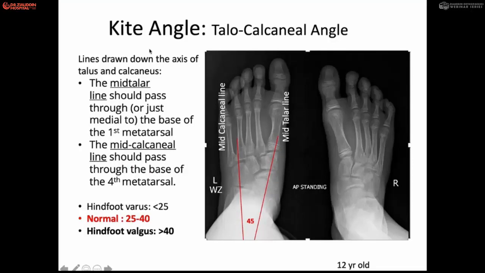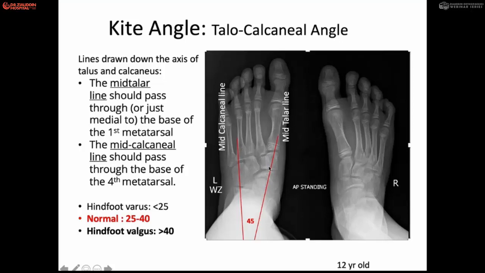Another radiological parameter is the Kite angle. The Kite angle is the talocalcaneal angle. The anterior mid-tarsal line passes through or just medial to the base of the first metatarsal. So if you draw the axis of the mid-talar line, this is the talar line, it passes through the base of the first metatarsal. The other line is the mid-calcaneal line, which should pass through the base of the fourth metatarsal.